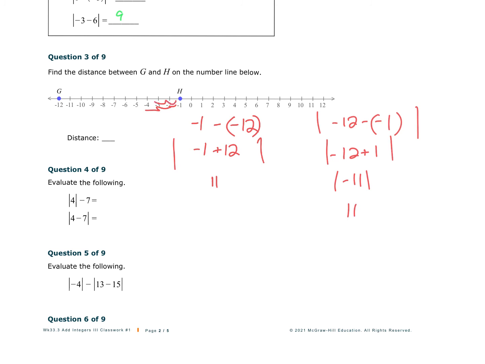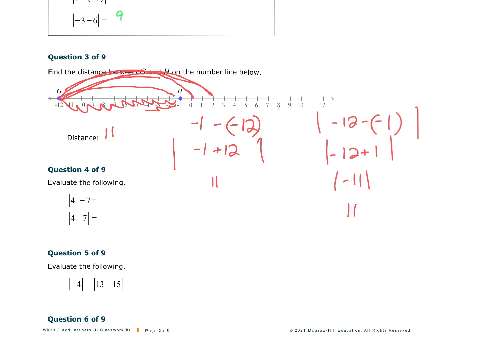We could always just count the spaces, but we're trying to get beyond that. They're 11 spaces away. Let's say you would have come up with 13. Let's just pretend you did that. You can clearly see if it's 12 away from 0, 13 doesn't make sense. That would be too far. So there's always some reasonableness. Does my answer make sense?